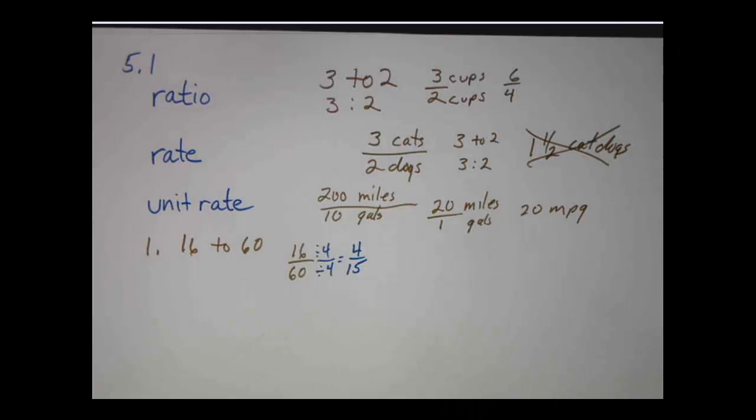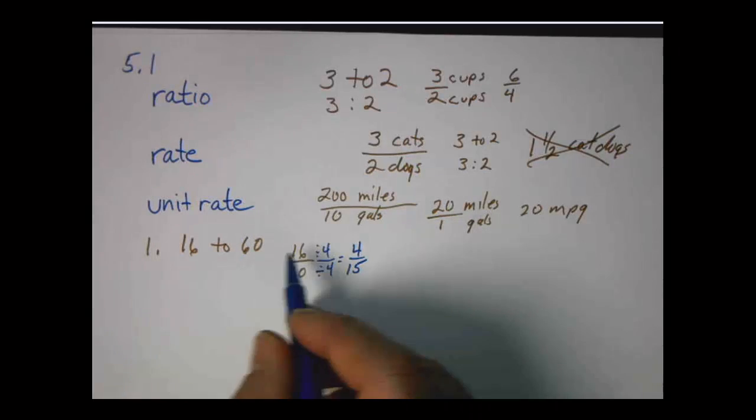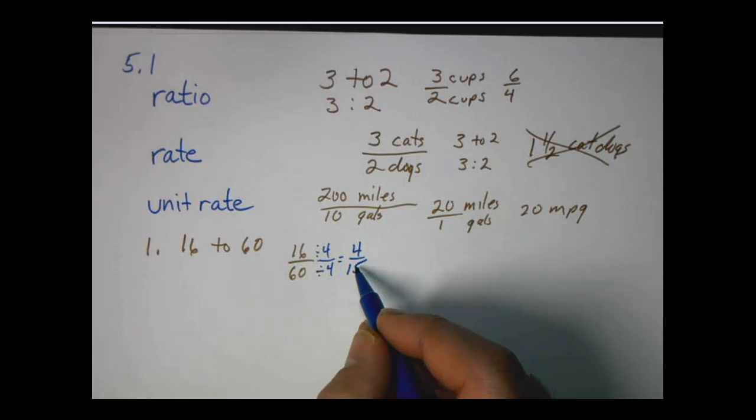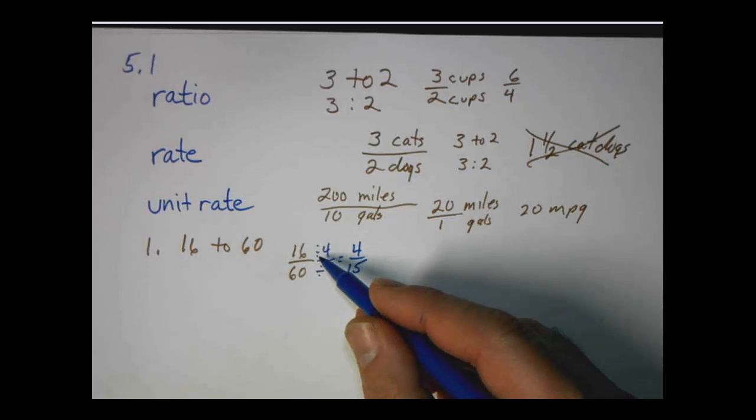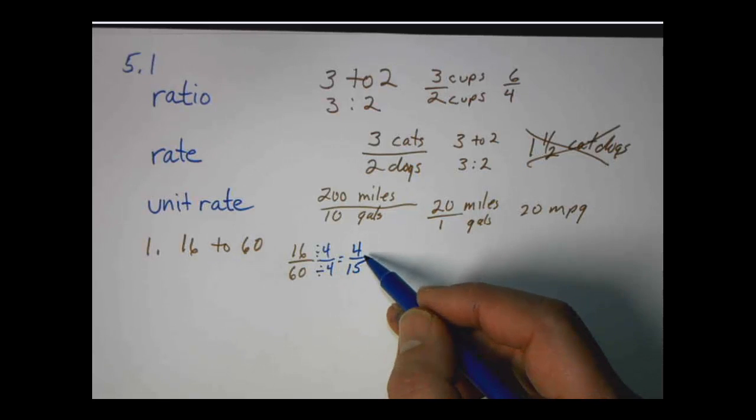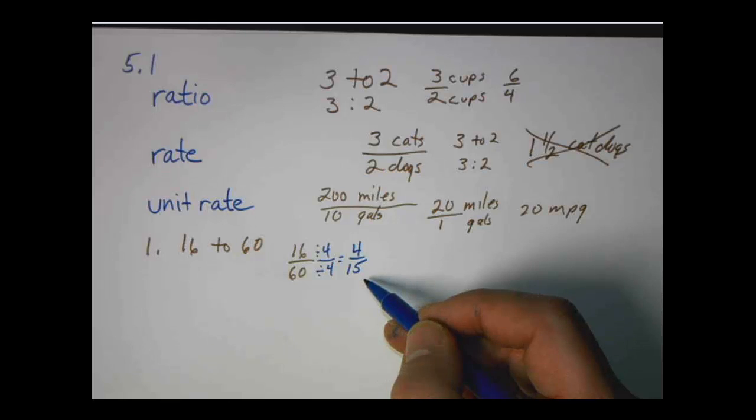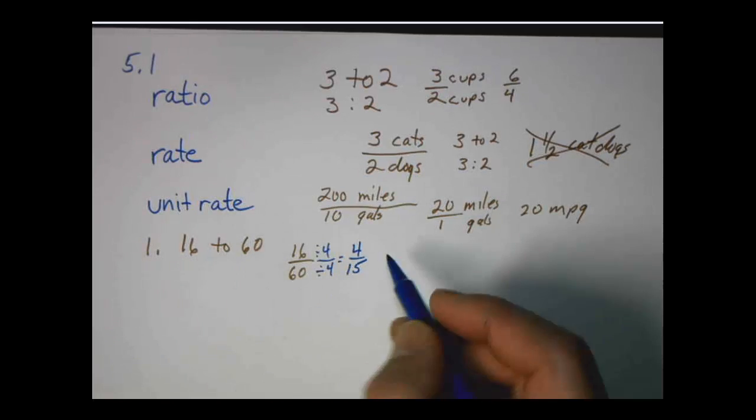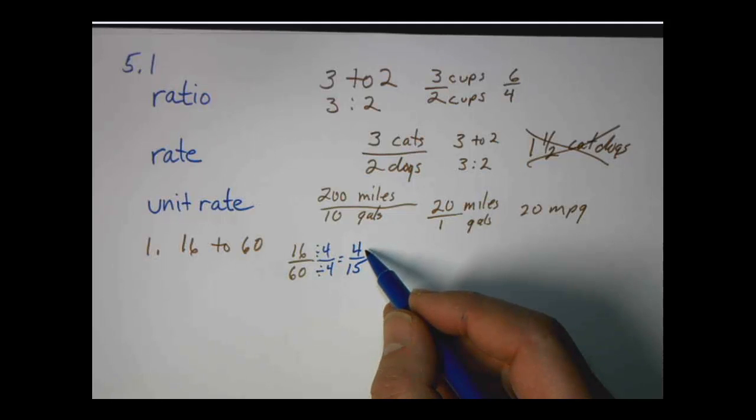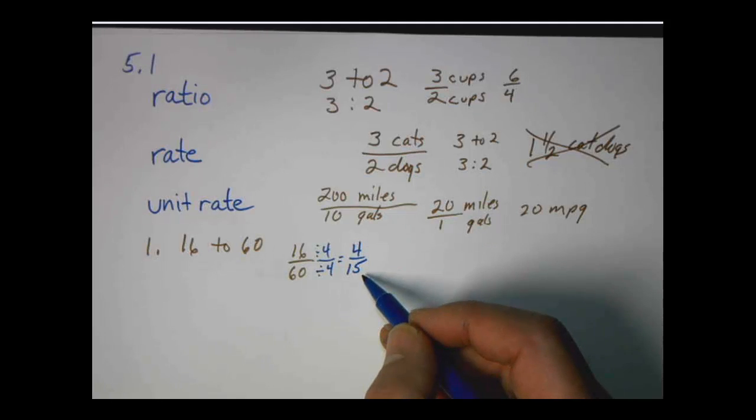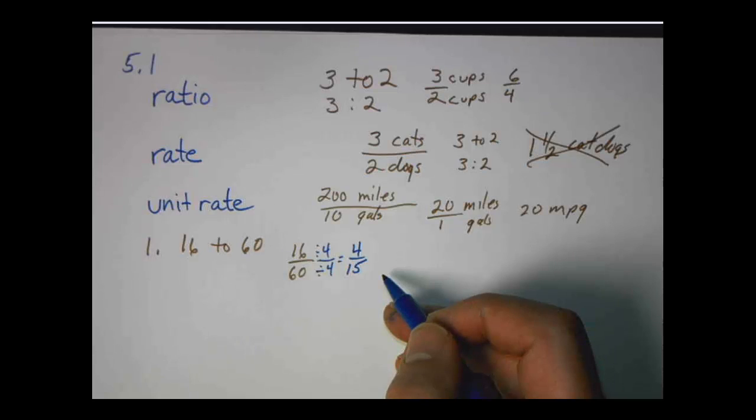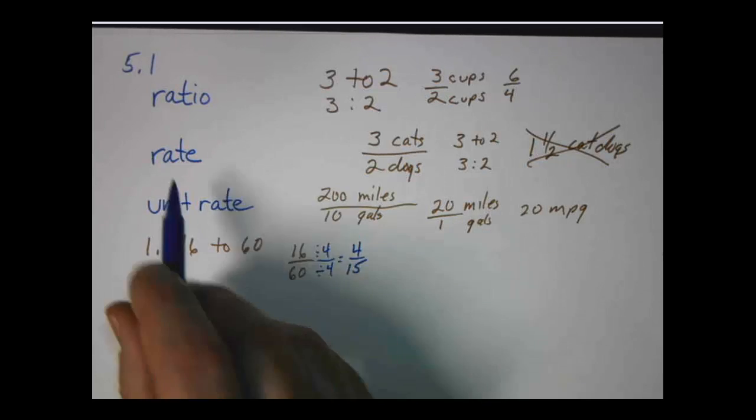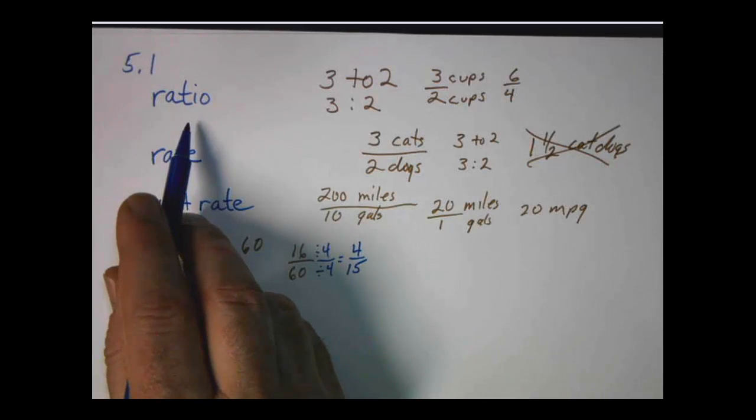It doesn't reduce anymore. So my ratio simplified, which is what they're asking us to do, meaning to reduce that, is 4 to 15. Again, I started out with 16 things to 60, but I can simplify my ratio, 4 items to 15 items, again, whatever the items are. But they have to be the same in order to be a ratio.